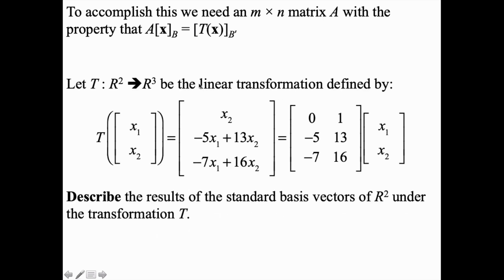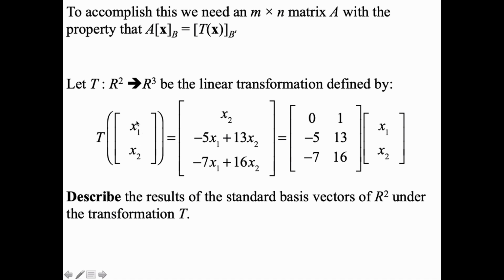So let's look at a specific example and get some ideas from the standard basis vectors for R2 and R3, which we're accustomed to denoting either as i and j, or E sub 1, E sub 2 for R2, and i, j, k, or E sub 1, E sub 2, E sub 3 for R3. So let T be a transformation from 2 space to 3 space. It's a linear transformation, and we are given the formula that performs that transformation for us.